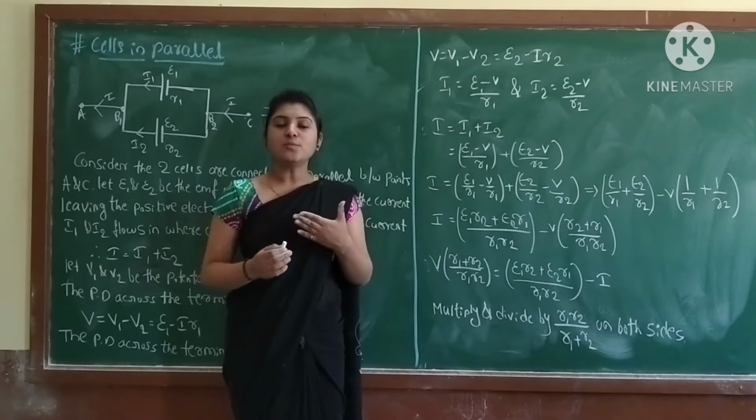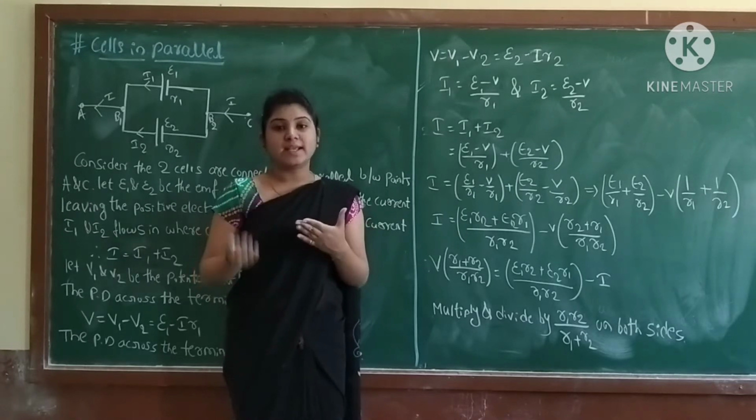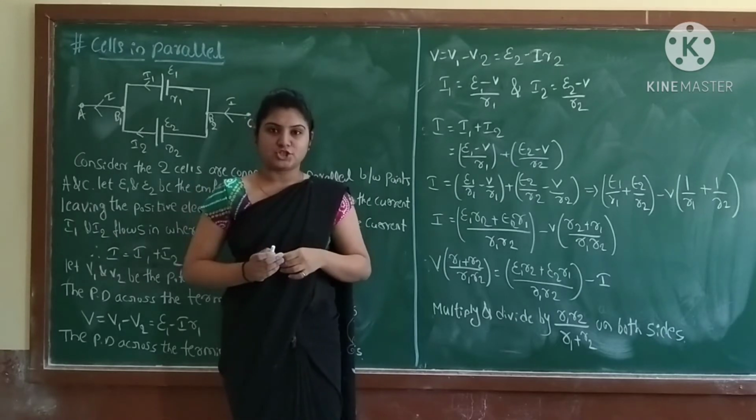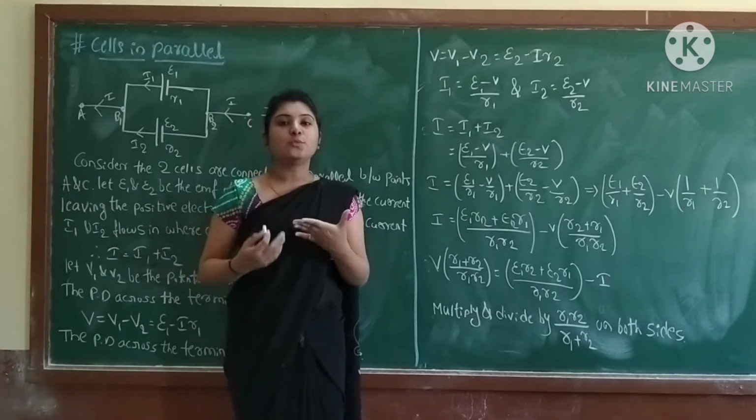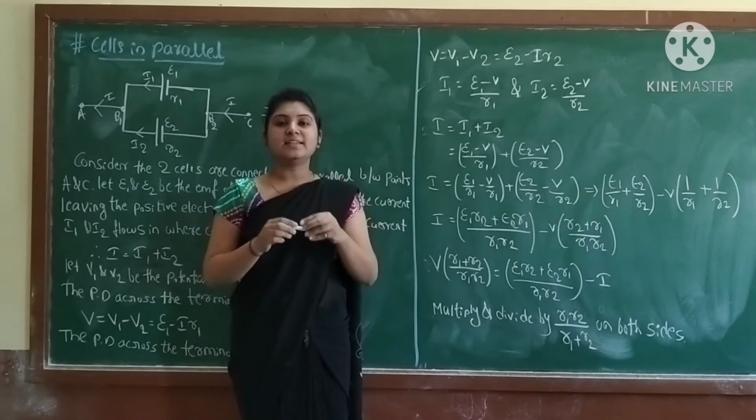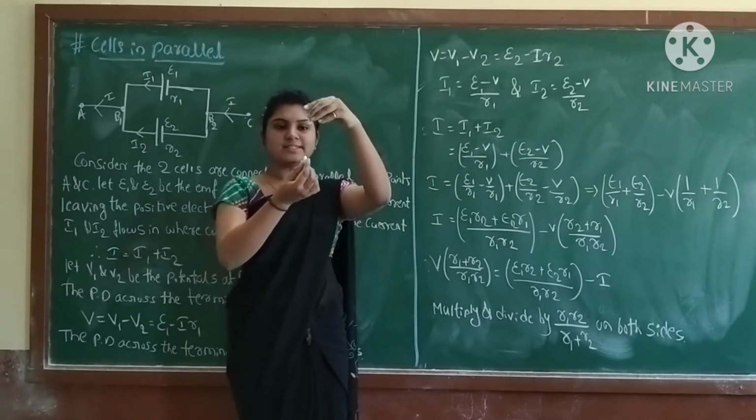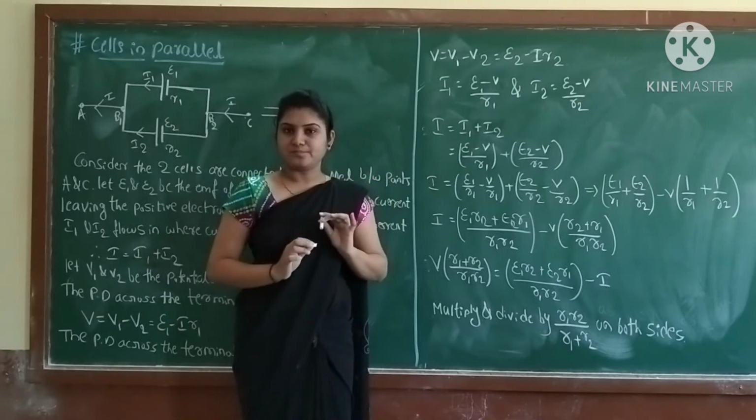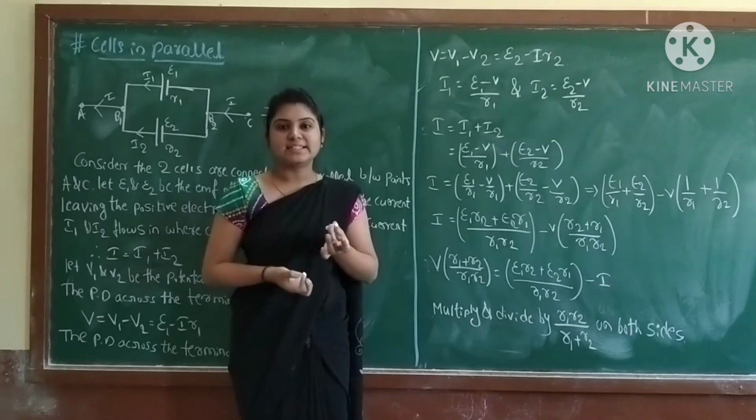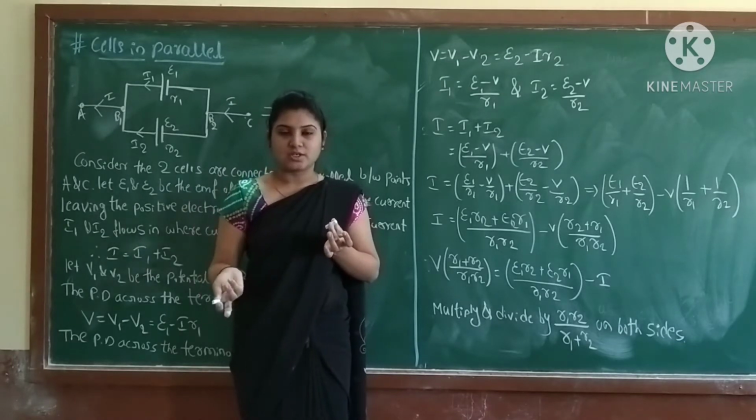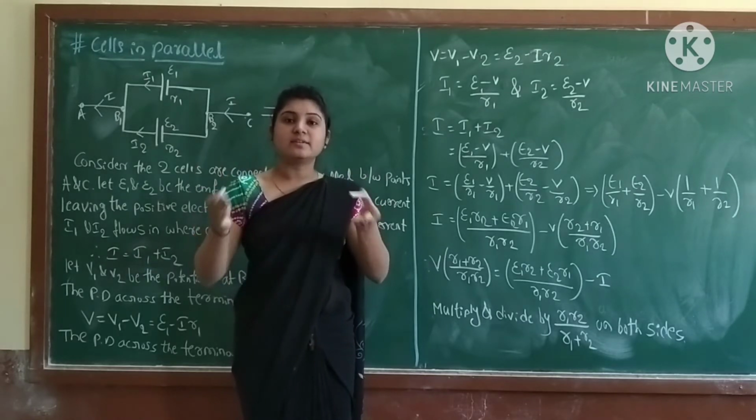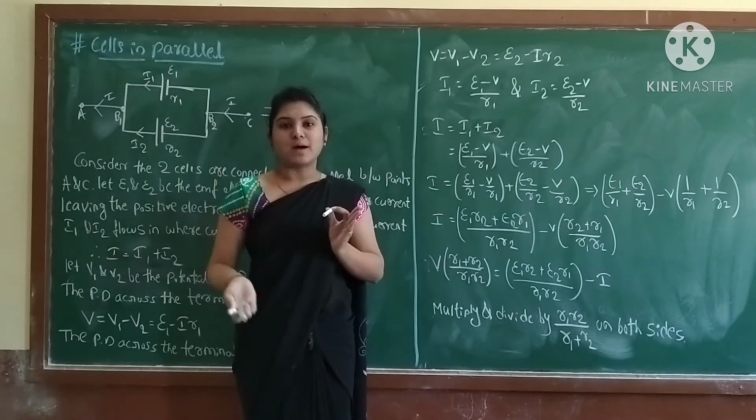So today we are discussing the next part, that is the cells in a parallel combination. What do you mean by the parallel combination? See, we are considering two cells like this. They are parallel to each other. That's why we can say it is a parallel combination, where the path of the current divides into more paths.